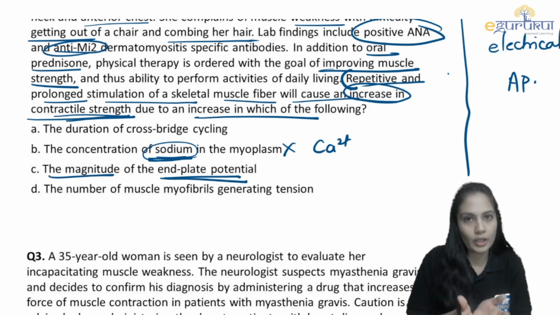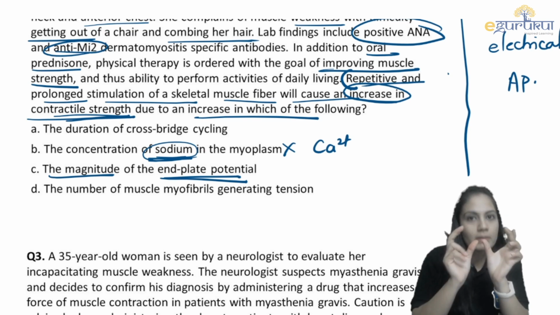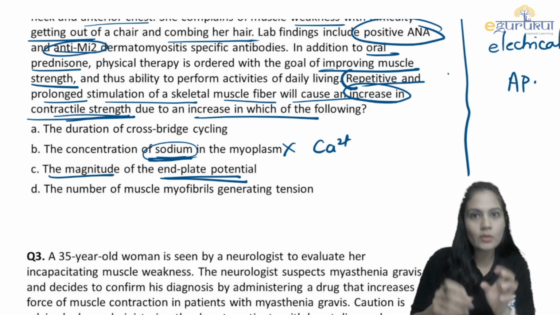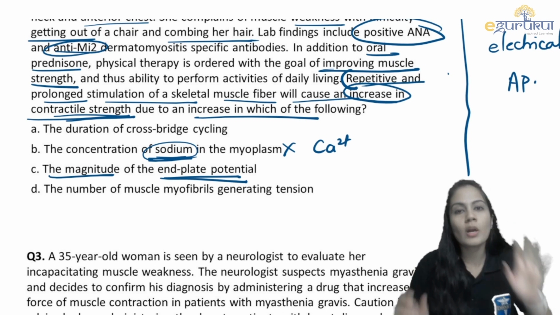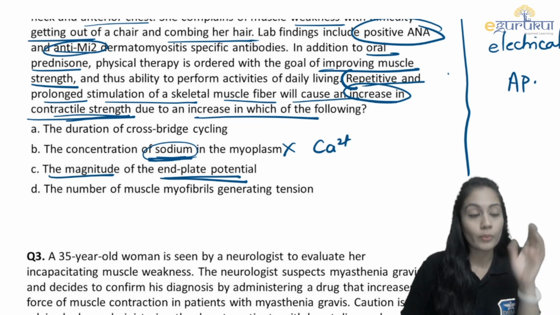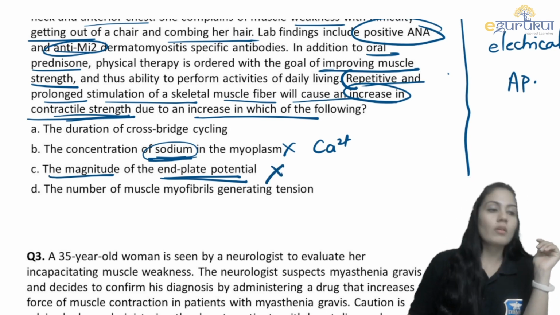They're the local potentials, the end plate potentials, which are present after the release of one vesicle. Whatever amount of neurotransmitter is present, whatever amount of local potential it gives, that is nothing but the end plate potential. And as I told you already, the action potential, or the electrical phenomena, has nothing to do with the strength. So this also cannot be the answer.